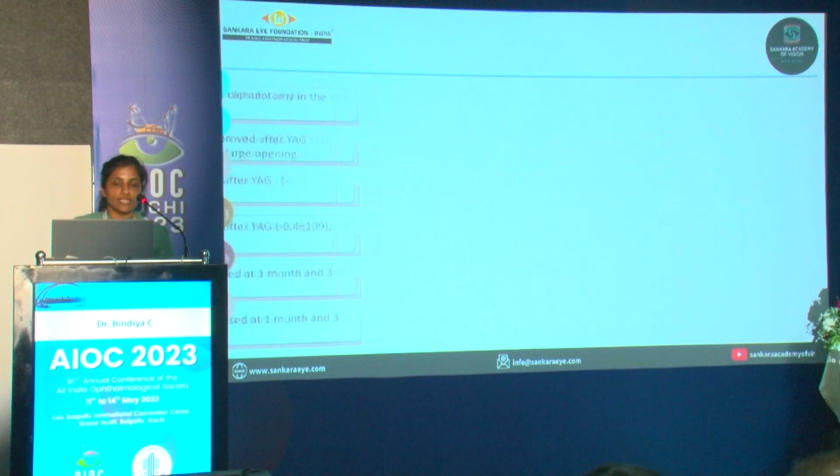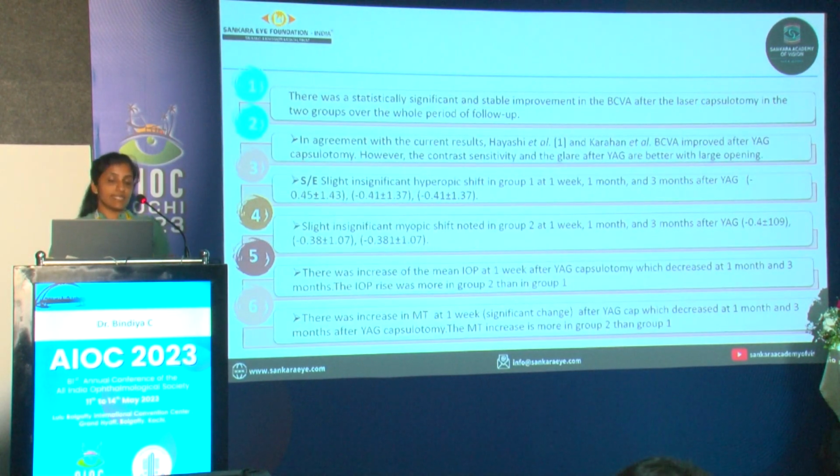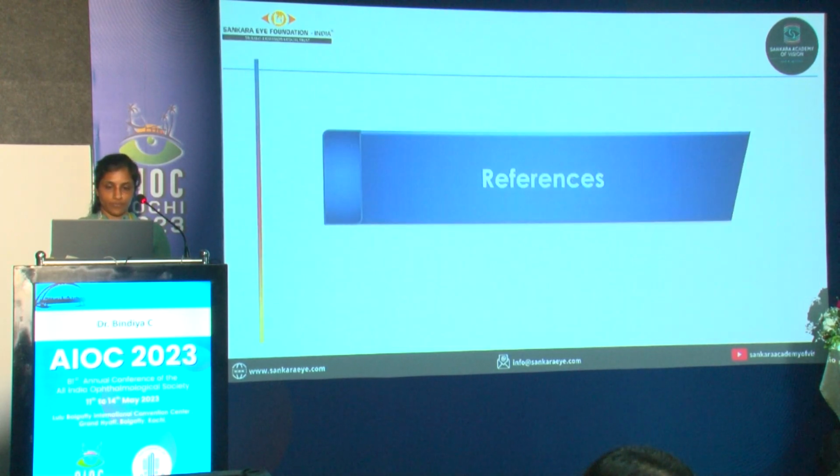So coming directly to the discussion, there was a statistically significant and stable improvement in BCVA after YAG cap in two groups over the whole period of follow-up. And also in Group 1, we saw a hyperopic shift, and in Group 2, a myopic shift. And the mean IOP and mean macular thickness increased at the first week and decreased subsequently, and both increases were more in Group 2 than in Group 1.